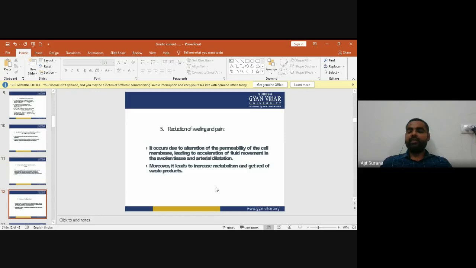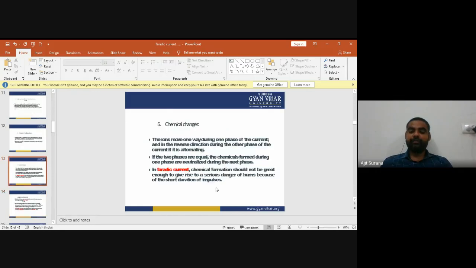Now, it is used in reduction of swelling and pain. It mainly occurs due to alteration of the permeability of the cell membrane. This may lead to the acceleration of fluid movement in the swollen tissues and arterial dilatation. Moreover, it leads to increased metabolism and gets rid of the waste products from the body. Now, next one is the chemical changes.